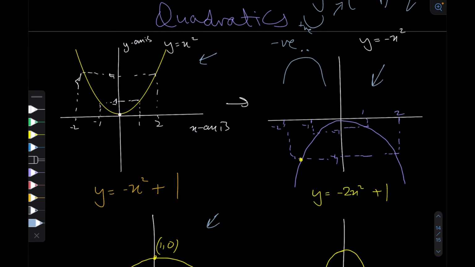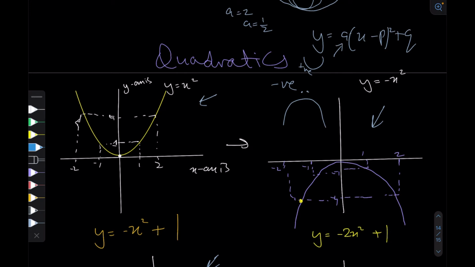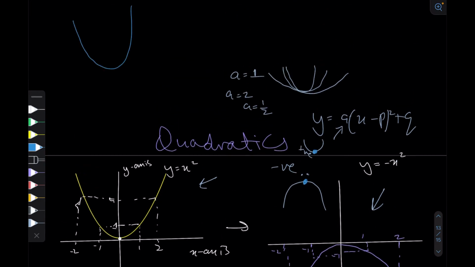Now the more important thing to notice is that since it's either U-shaped or n-shaped, every quadratic has a certain turning point. It has a certain maximum or a minimum. Here's a U-shaped one, here's an n-shaped one. It has a turning point that will either be a maximum or a minimum. If it's n-shaped, this will be a maximum value. If it's U-shaped, this will be a minimum value. And in fact, the coordinate of this is p comma q in this form.